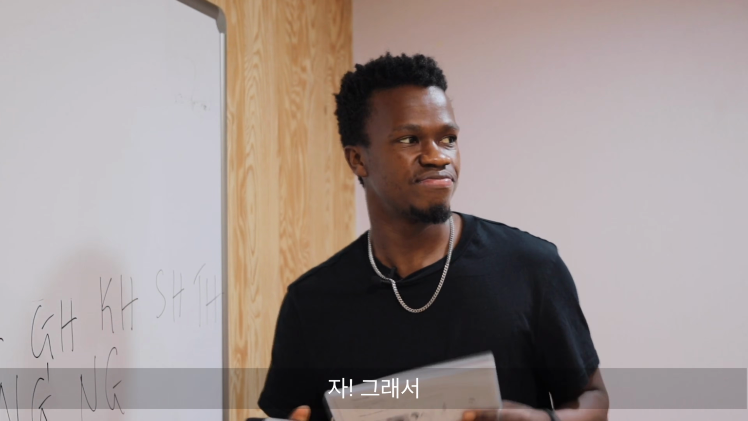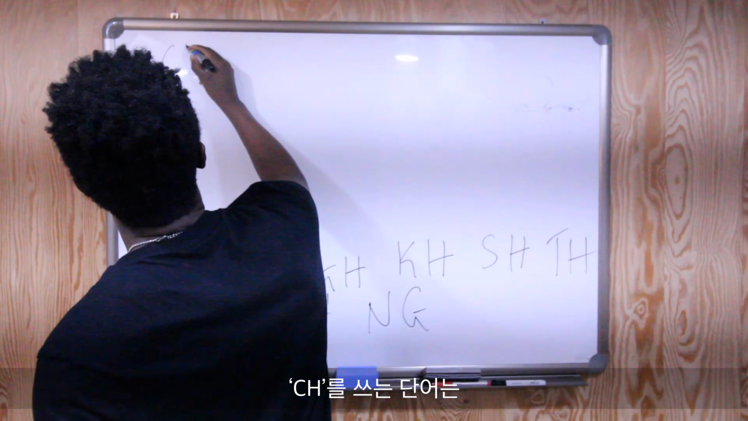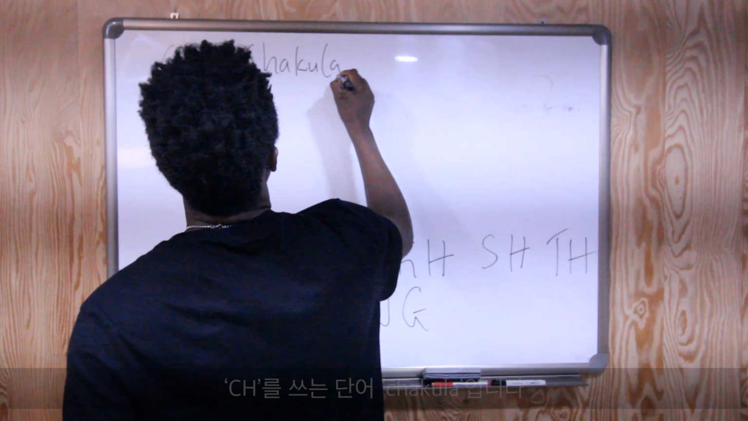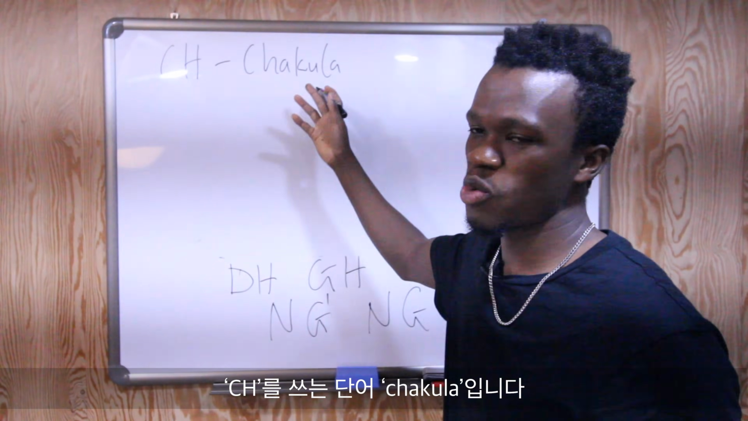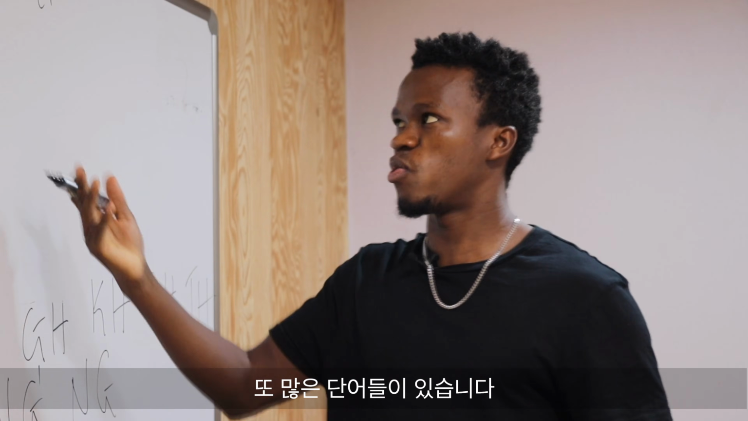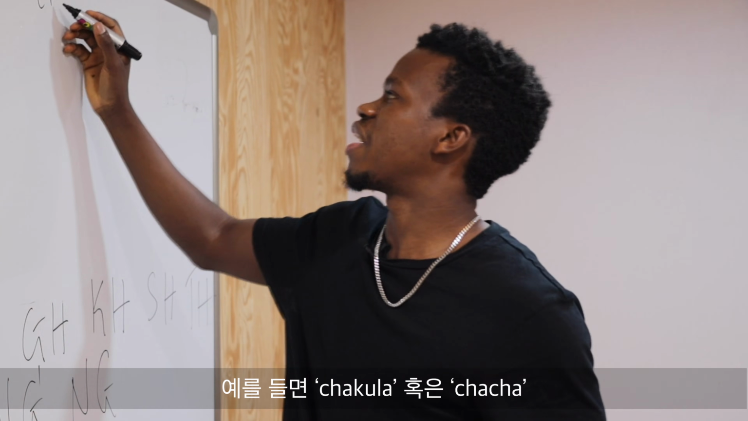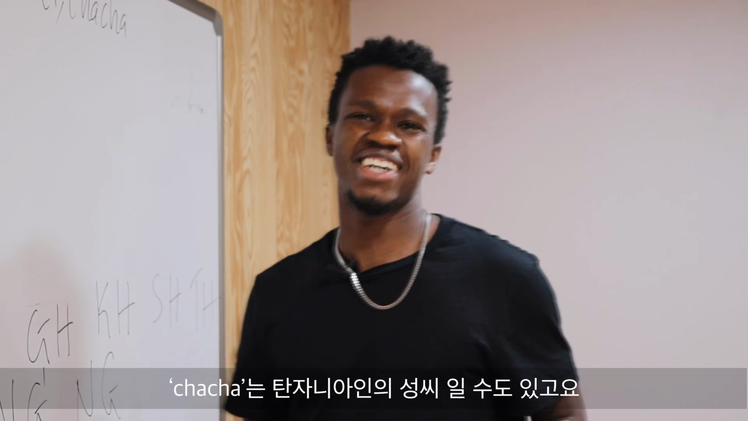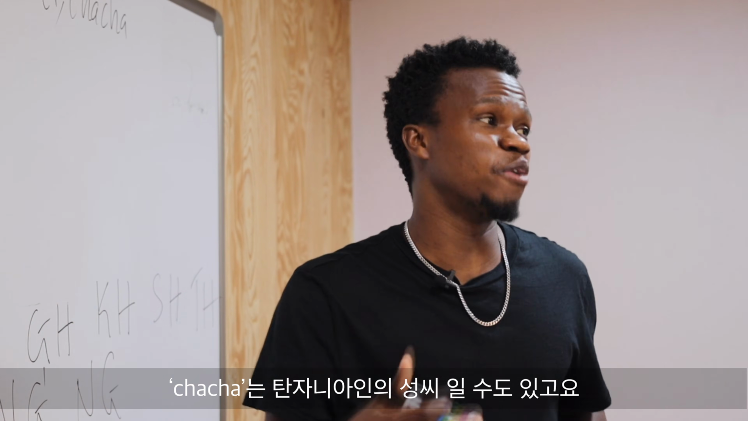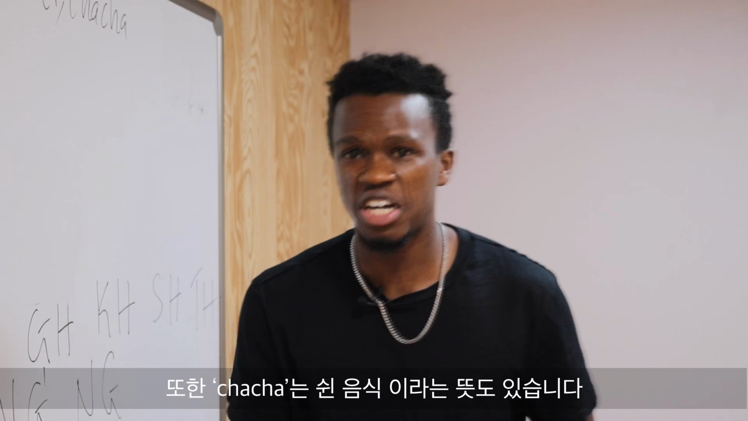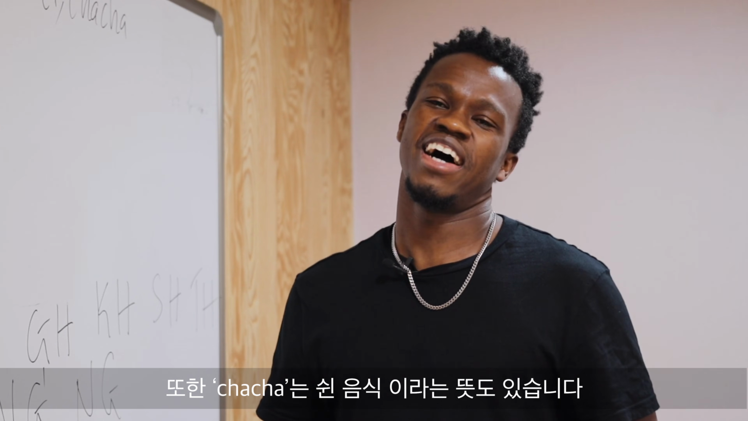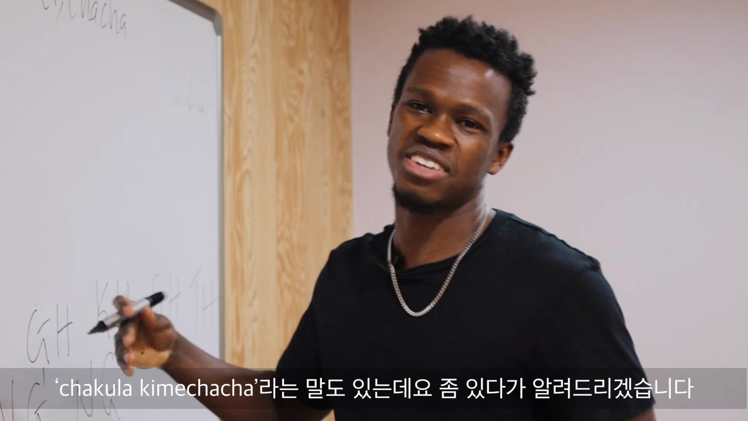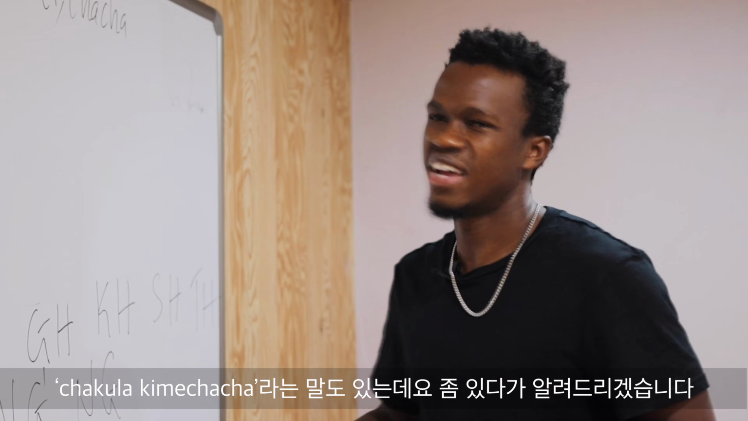All right, so CH, the CH word. This is the example. CH, the word is chakula. Chakula means food. And there are so many words, like we have chakula or we have chacha. You know, chacha can be the family name of a Tanzanian person. But also chacha means food that is rotten, like chakula kimechacha. I'll teach you this a little bit later.